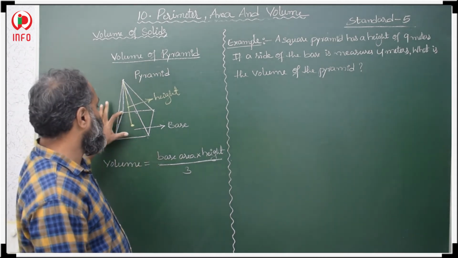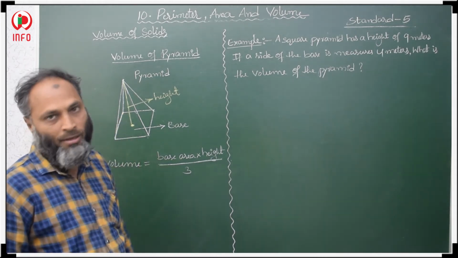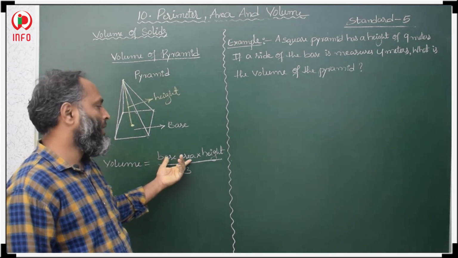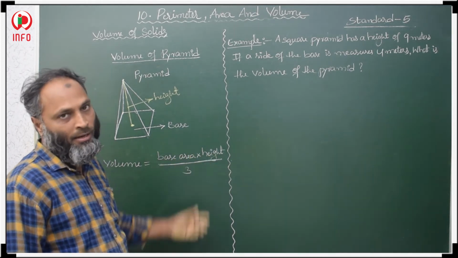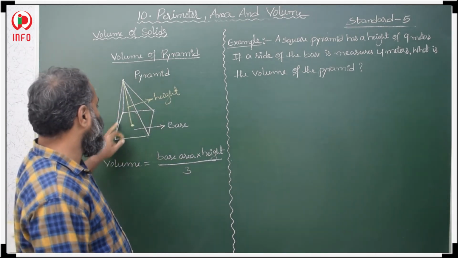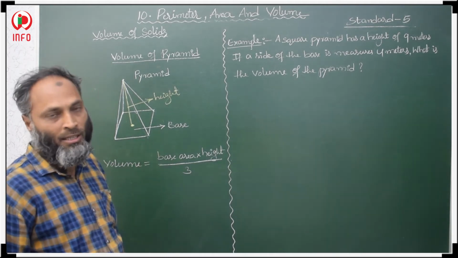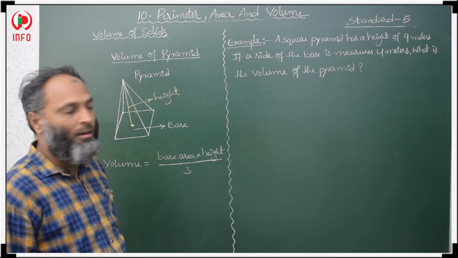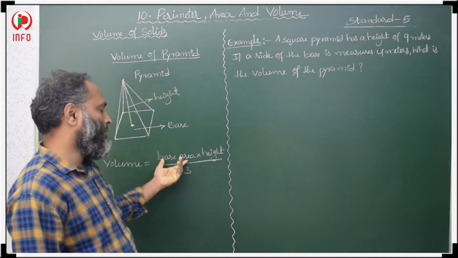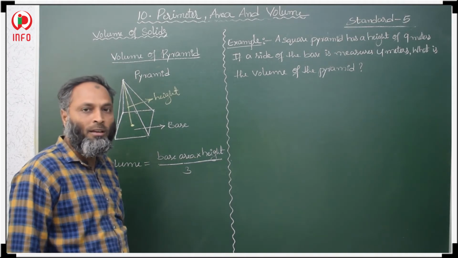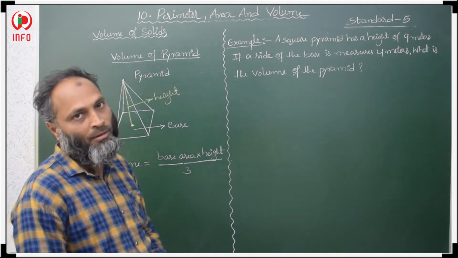If the base of the pyramid is in triangular shape, then we have to take the base area of a triangle. Area of a triangle multiplied with height, and that product we have to divide by 3. If the base is in the shape of a rectangle, we use the rectangle formula, that is length into breadth, and height we have to take. So that divided by 3. In this way we have to find the volume of a pyramid.